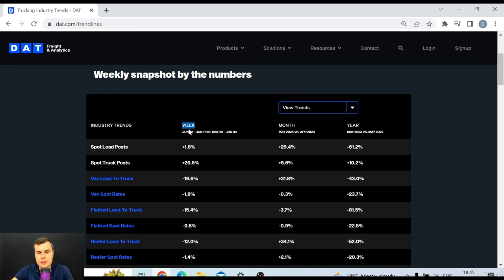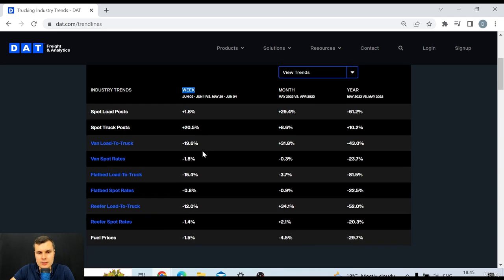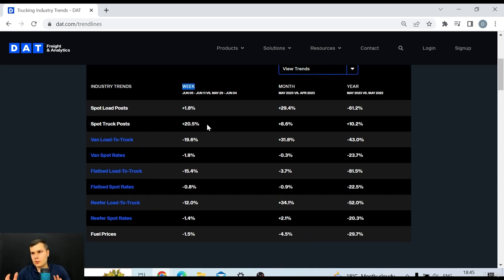If you log into DAT Trendlines every week, you'll be able to check the weekly statistics, which will give you an understanding of how much you can negotiate with brokers. So let's say you're always running the same lane, and your driver usually runs it for $1,000, but then you see a very big spike in the number of load posts and in the load to truck ratio. This could mean that for the next week you can try and negotiate a higher rate with the brokers for the same lane.